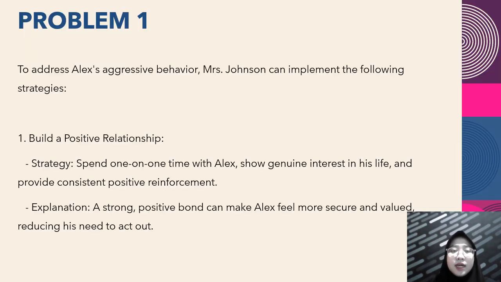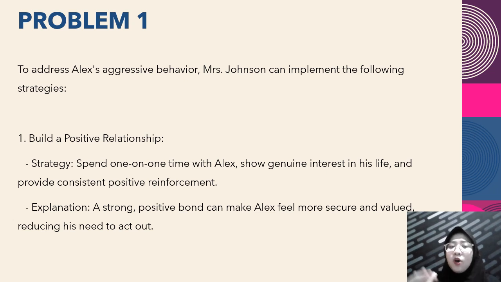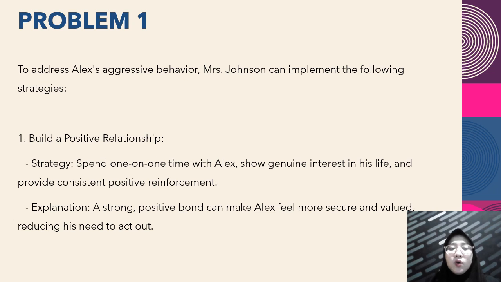So for problem number one, to address Alex's aggressive behavior, Mrs. Johnson can implement the following strategies. Number one, build a positive relationship. The strategy is to spend one-on-one time with Alex, show genuine interest in his life, and provide consistent positive reinforcement. The explanation is a strong positive bond can make Alex feel more secure and valued, reducing his need to act out.